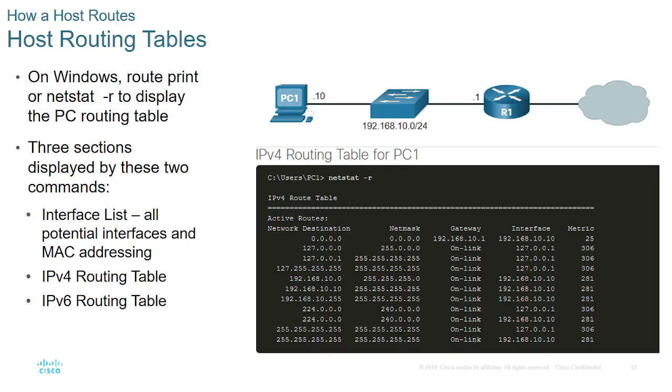So PCs maintain routing tables to help them determine what to do with specific traffic. That routing table can be viewed from your command prompt. I'll show you with mine.